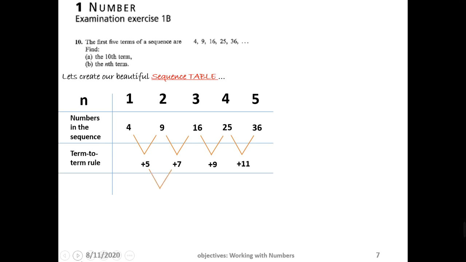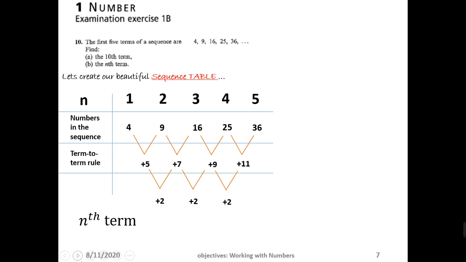Now, from 5 to 7, we're adding 2. From 7 to 9, we're adding 2 as well. And then from 9 to 11, we're adding 2. Now we can write the nth term. As you can see, the nth term is going to be quadratic. So if you look at 4, 9, 16, 25, 36, they are squared numbers, meaning the 4 is actually equal to 2 to the power of 2. The 9 is actually equal to 3 to the power of 2. 16, 4 to the power of 2. 25, 5 to the power of 2, and so on.